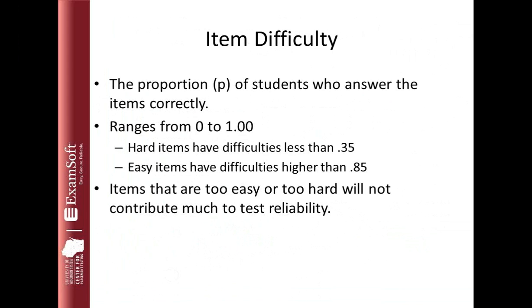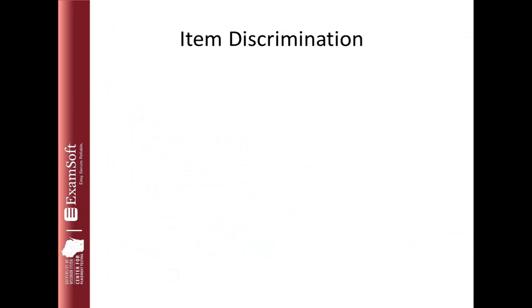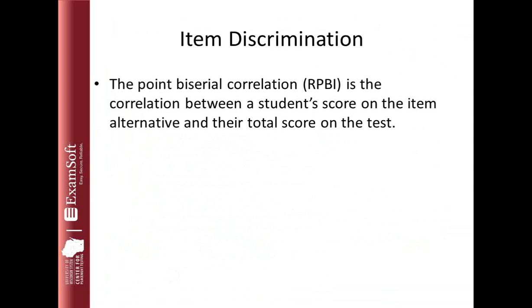So it is okay to have some items that are hard, and some items that are easy, but the bulk of your items should probably be of more moderate difficulty if you're really interested in having a test that's highly reliable. So the difficulty, I mentioned, is the proportion of students who answer the item correctly. We also like to attend to the proportion of people who are selecting each of the wrong choices. We call those the distractor difficulties, so the percentage who pick each of the different wrong choices on a multiple choice item.